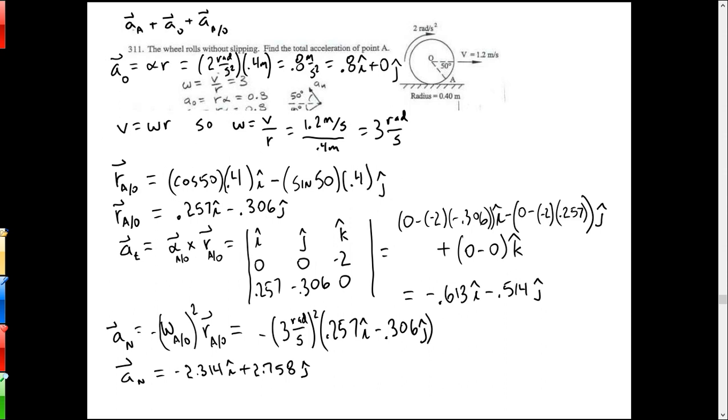So you get R_A with respect to O to do this. The angle is 50 degrees, it's down right. So cosine 50.4i minus sine 50.4j, that's 0.257i minus 0.306j. You need that vector that's based on the angle there from O to A.